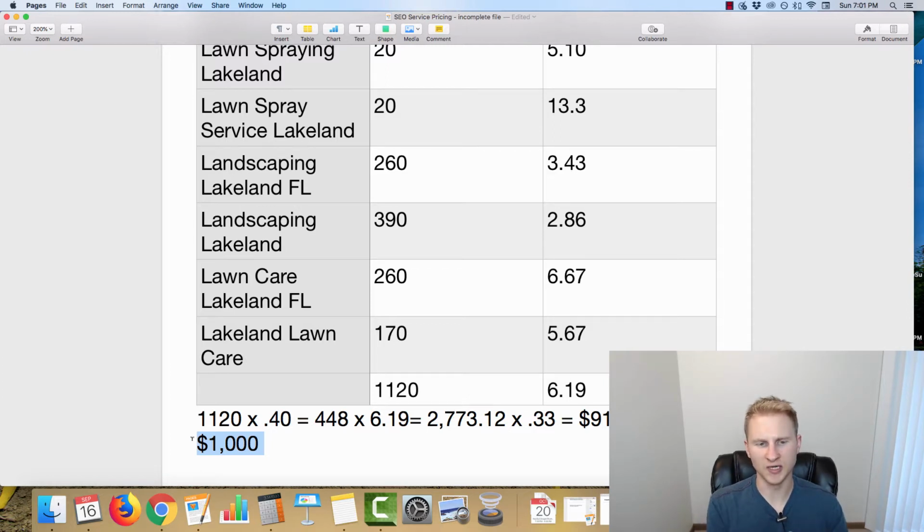Also, one thing to note is that if there is any additional work that needs to be done, especially to the person's site, like you need to build out landing pages or you need to basically optimize the on-page for the whole site, that's going to take some time. So you definitely want to incorporate that into your price.